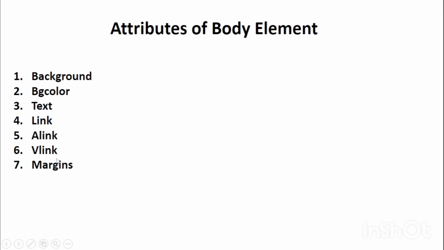By default, hyperlinks are underlined and have a specific color, and the default color of a link is blue. So these are the different attributes used with the body element, and through them we can change the link color. We can set the link colors with the help of link, alink, and vlink attributes. These are the different attributes of the body tag, used to control the colors of the hyperlinks displayed on web pages.